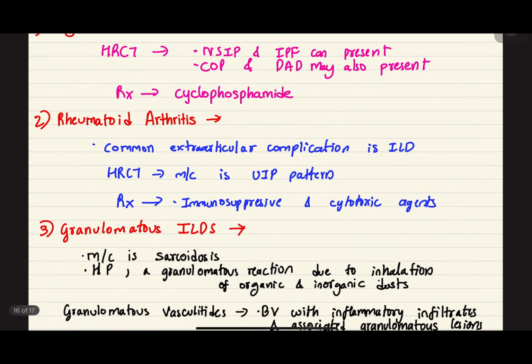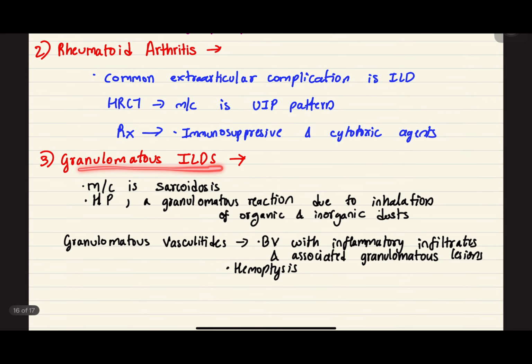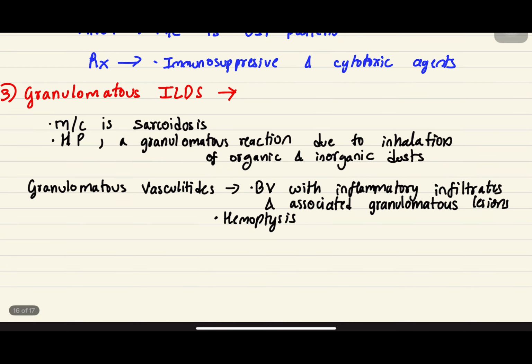In granulomatous ILDs, the most common one is sarcoidosis. Next is hypersensitivity pneumonitis. It is a granulomatous reaction due to inhalation of organic or inorganic dust. In granulomatous vasculitides, there will be blood vessels with inflammatory infiltrates and associated granulomatous lesions, and hemoptysis will be the presenting symptom.